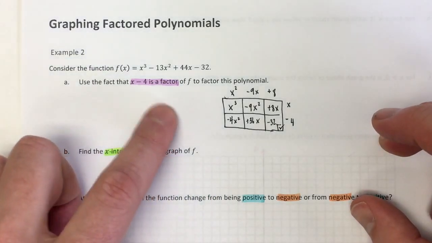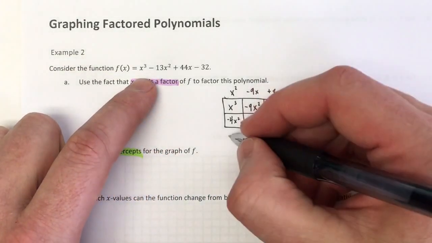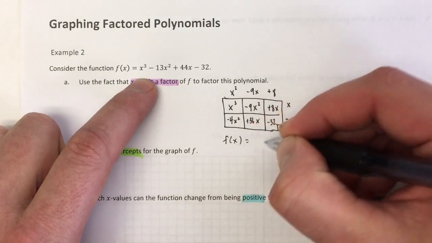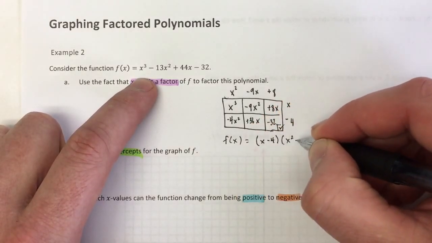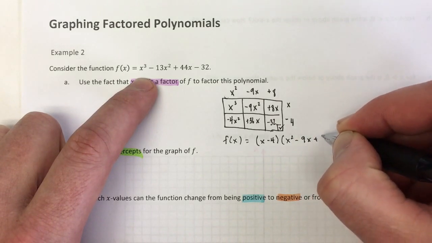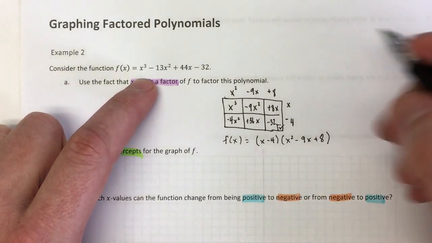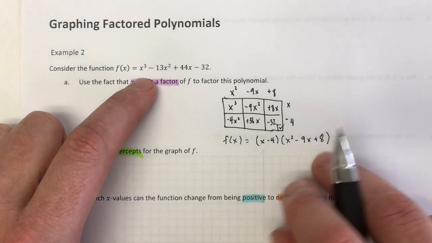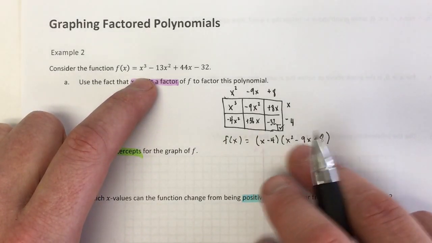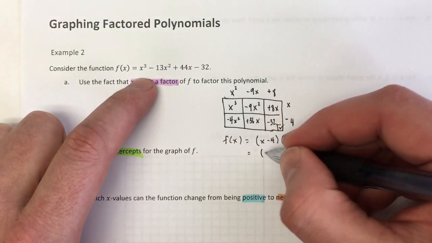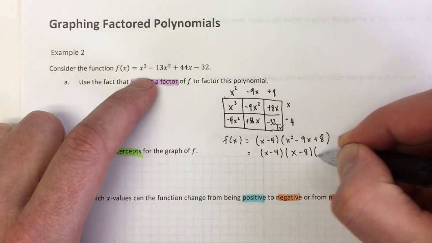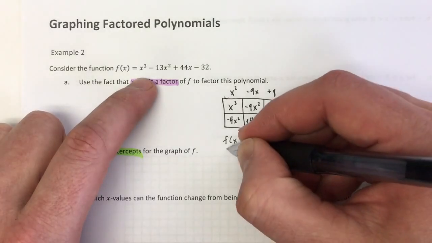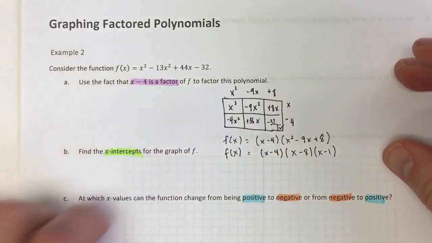And so now I know I can rewrite this in factored form. f of x is equal to x minus 4 times the quantity x squared minus 9x plus 8. Finally, I look at the last factor that I just calculated, and I realize I can factor that again. So x minus 4, x minus 8, and x minus 1 would be a factored form of f of x.